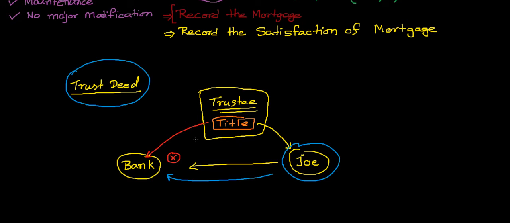Basically, a trust deed conveys the real estate as security for the loan. Okay, and that is pretty much similar to what a mortgage is. So that is another thing that you have to keep in mind. So I hope you are able to understand what a mortgage is.